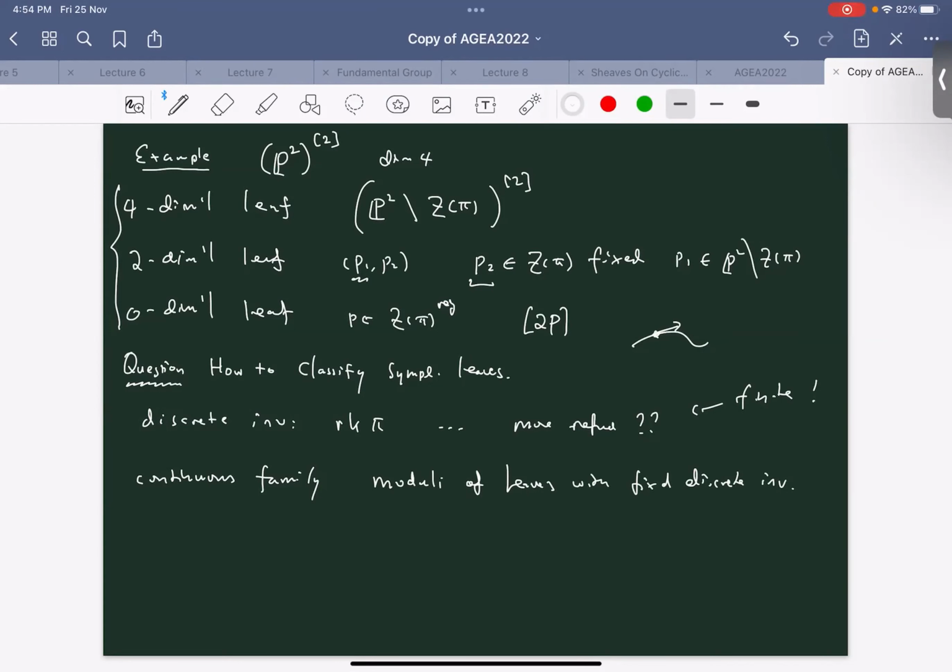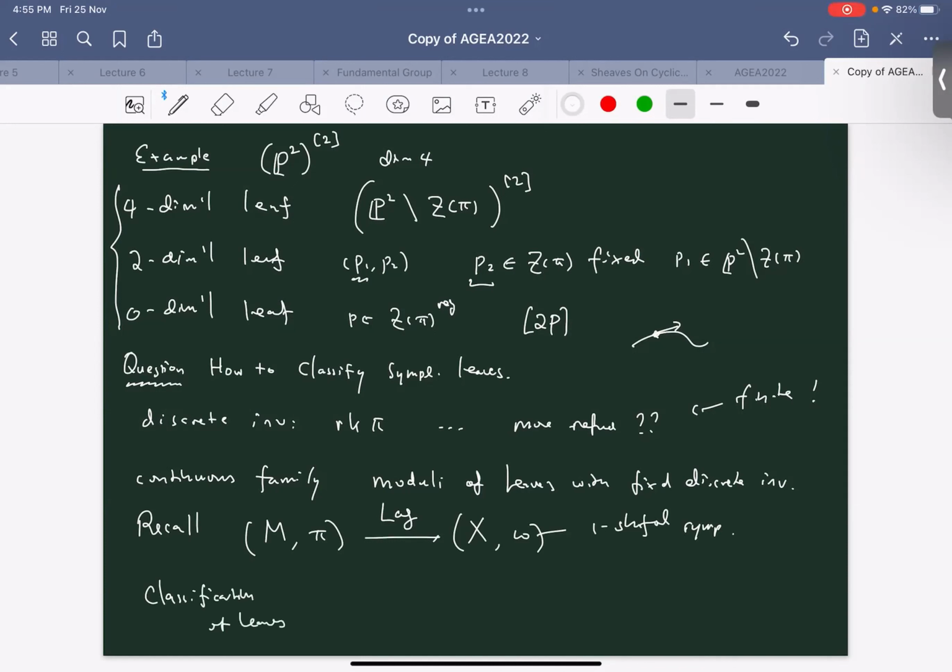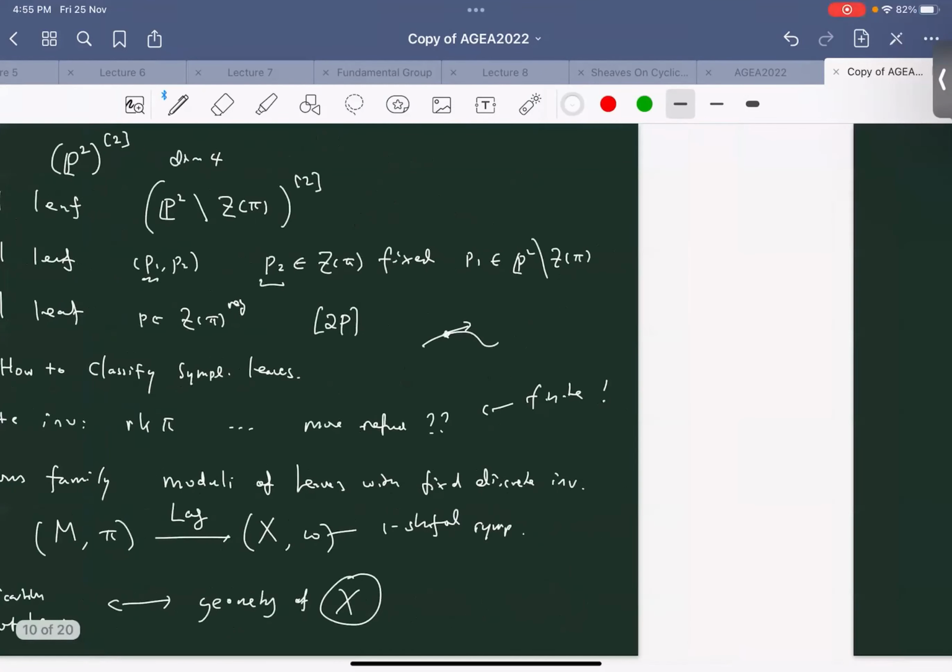Okay, so let's recall that in the heuristic, for any Poisson manifold, I'm going to have some Lagrangian morphism to something which is symplectic; well, this is a one-shifted symplectic. It turns out that the problem of classification of leaves is closely related to the geometry of this space X, which I didn't really define, and it may not exist. This symplectic space. Okay, so let me justify using the examples.